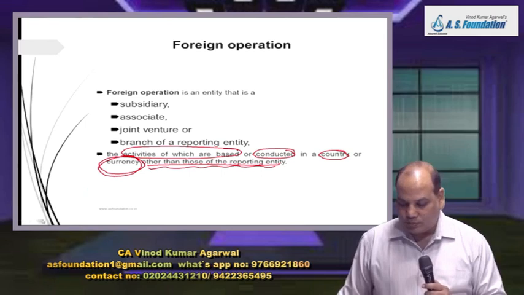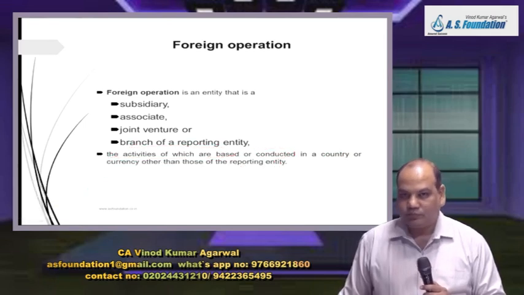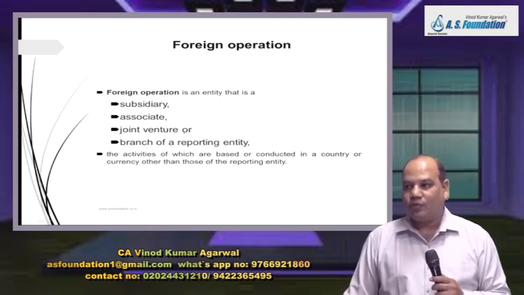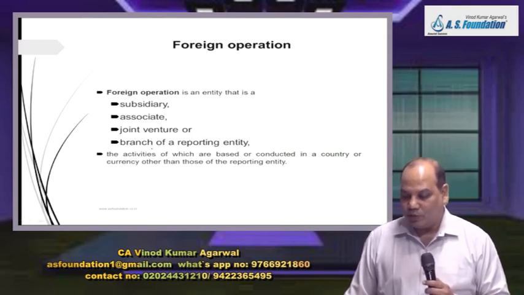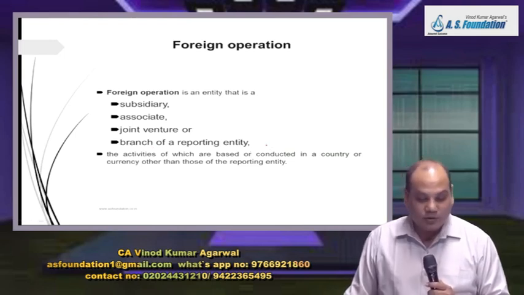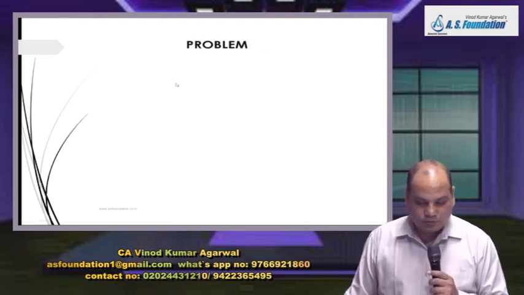So what is the importance of foreign operation? In the process of consolidation, we need to convert the financial statements of the subsidiary, associate, joint venture or branch. If their functional currency is different from the functional currency of the reporting entity, then these will be required to be converted into the functional currency of the reporting entity, and at that time again we will require the rules of conversion.